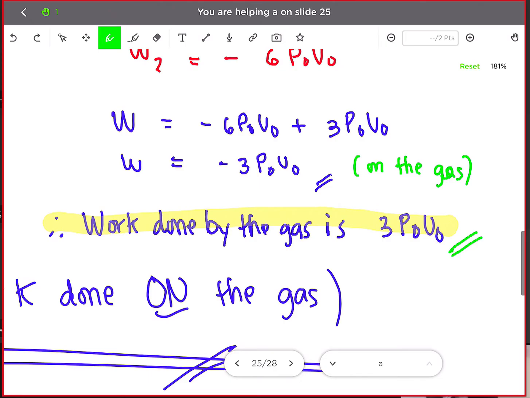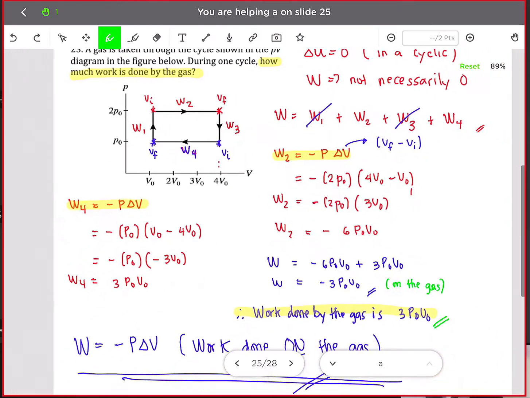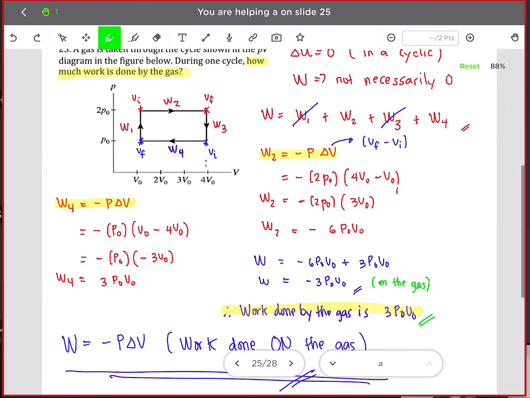All right. Now, if the question is asking how much work is done on the gas, what would be the answer? Negative 3 POVO, very good. But why is the answer positive 3 POVO here? Because it's the work done by the gas. Exactly, because the question is asking for the work done by the gas. Any questions?